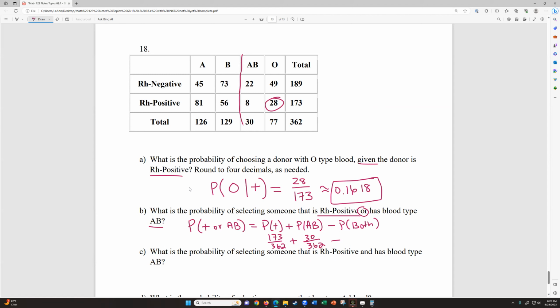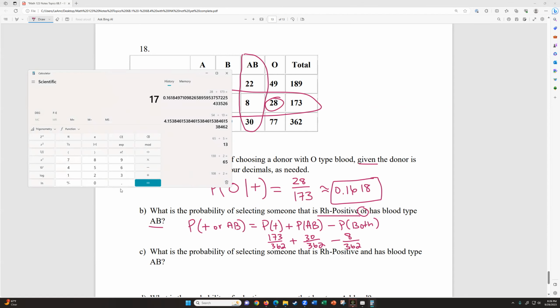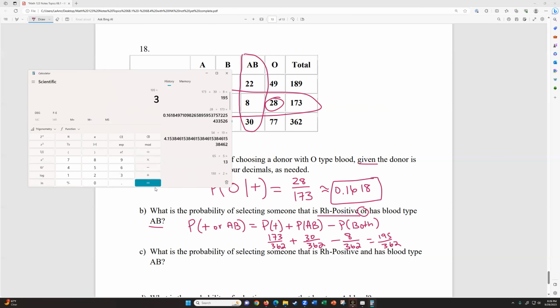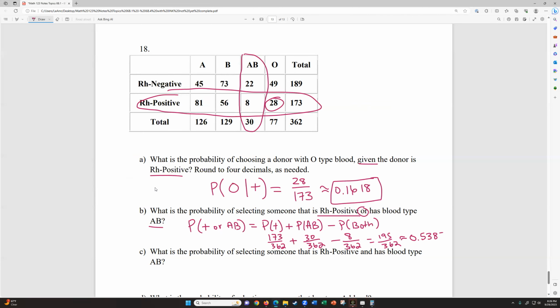And the AB overlapping with the positive, that'll tell us our subtraction number. We're subtracting 8 people that got counted twice. So that's going to be 173 plus the 30 minus the 8. That's 195 over 362. Need to go ahead and get that into decimal form. That's going to be approximately 0.5387. It will round up, so 0.5387.